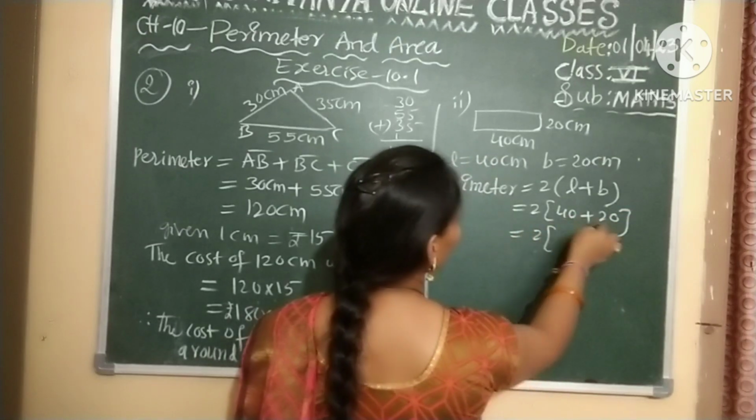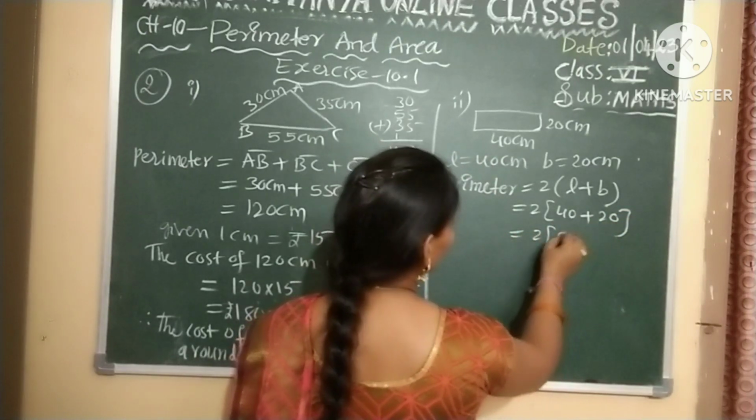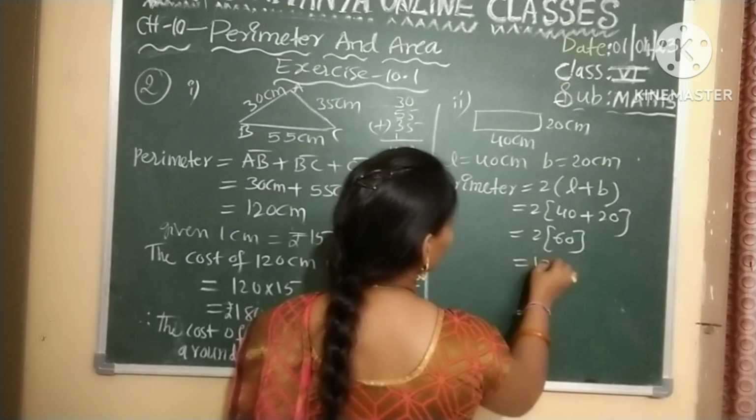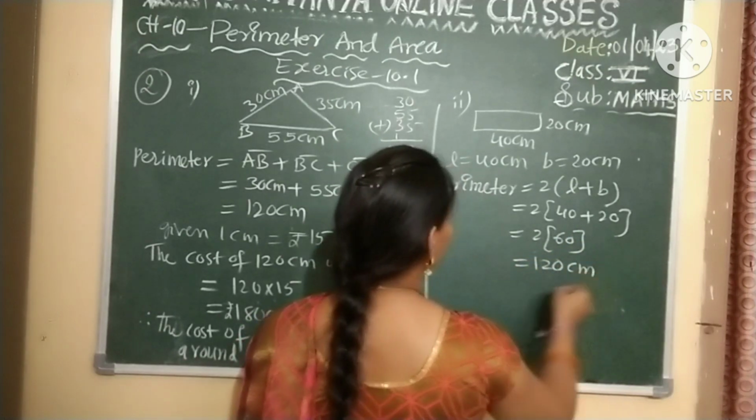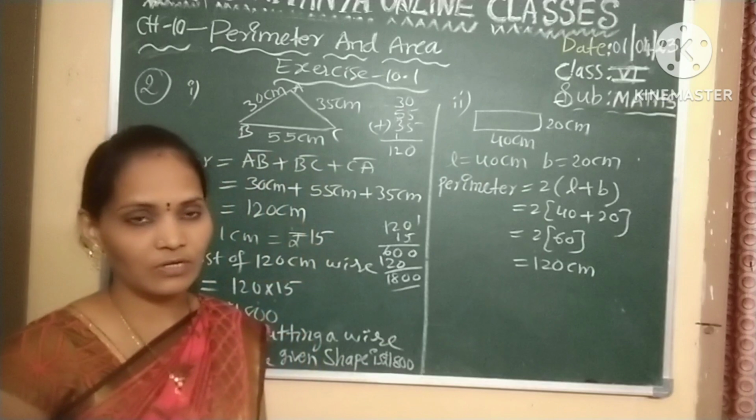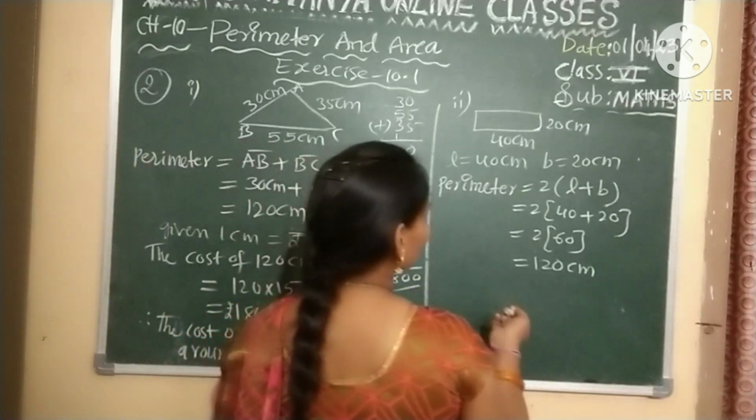2 into (20 plus 40), 60, which is equal to 120 centimeter. Perimeter we got is 120. So you will get the same answer now.